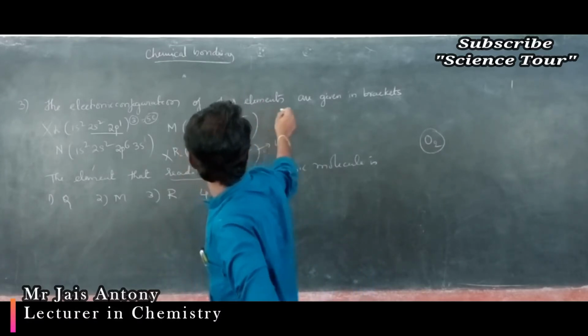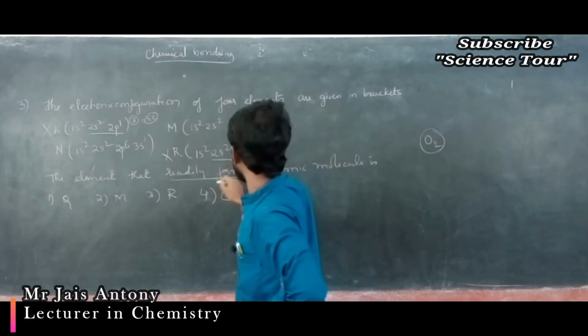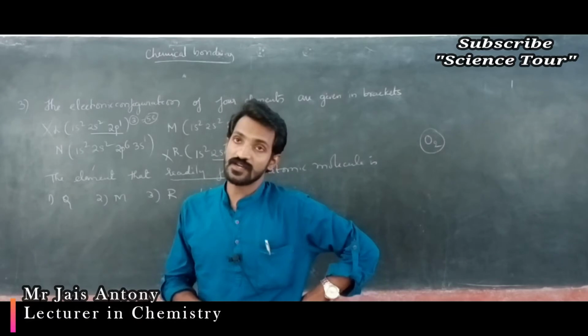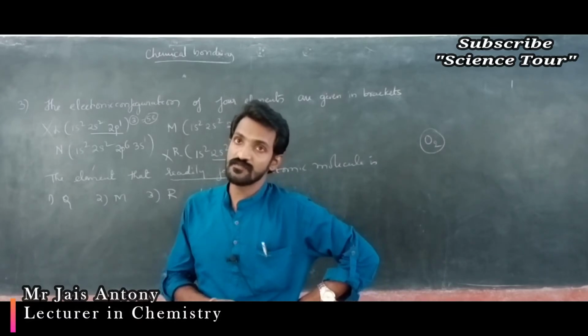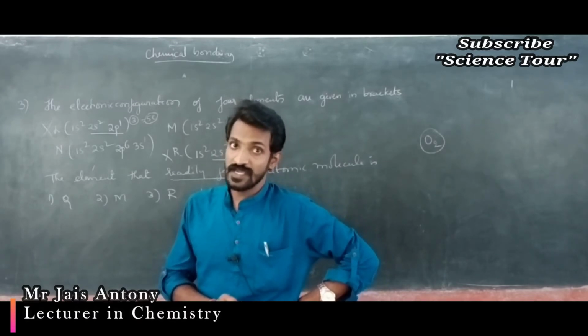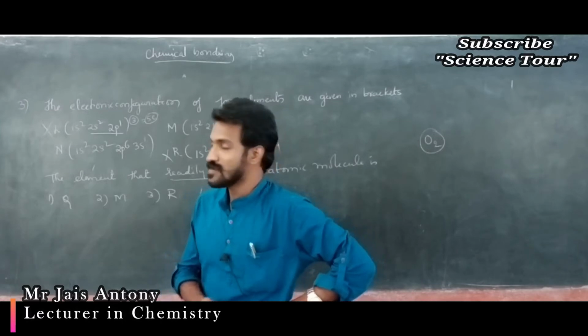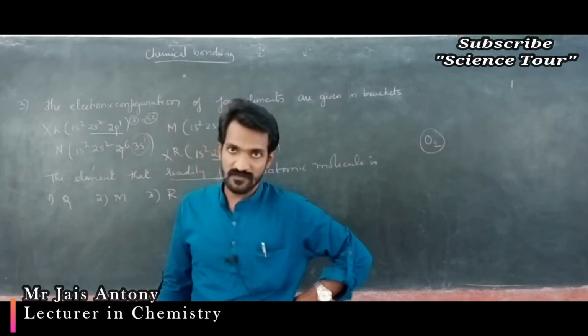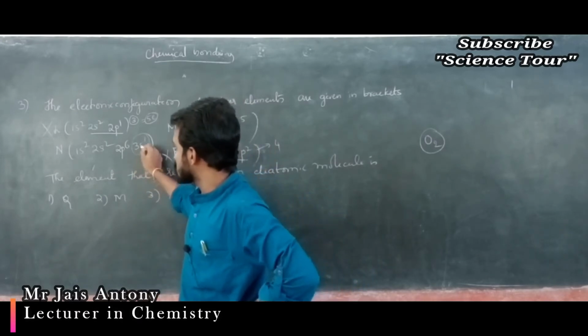The 4 elements given in brackets readily form a diatomic molecule. Diatomic molecules form by sharing electrons. Here what happens, my dear students? Here sharing does not take place. Why? Because here a 3s1 electron is there.